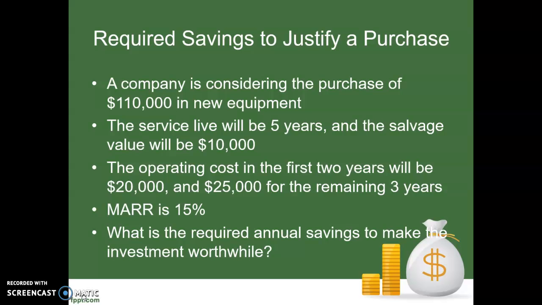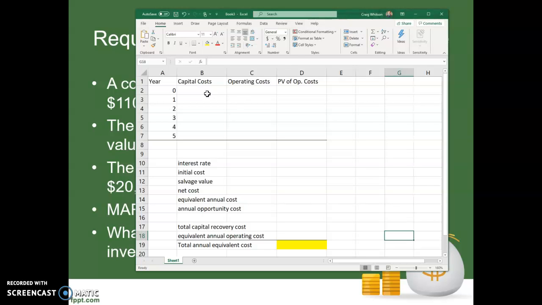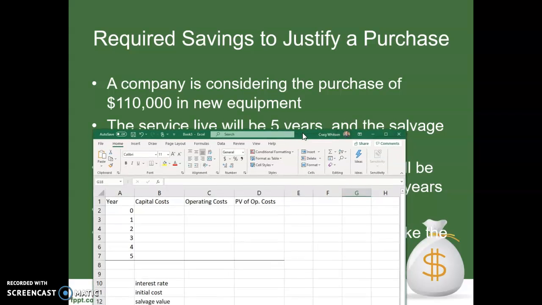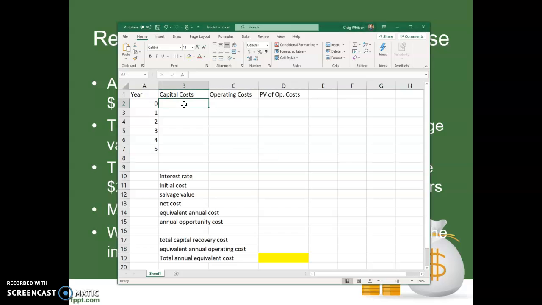Let me bring this in. And so what we need to do first is look at our costs over the lifespan of this piece of equipment, find the present values of these values, and then add them up. So initially there is going to be a capital cost of $110,000. That's how much it costs to buy the piece of equipment.